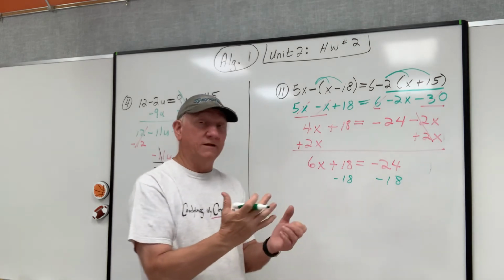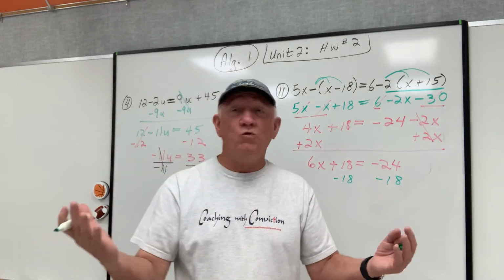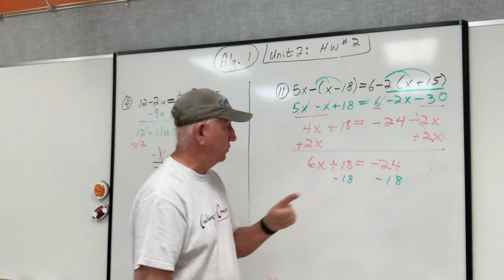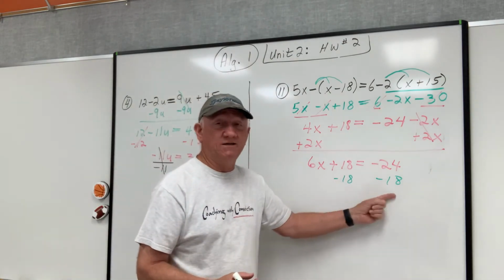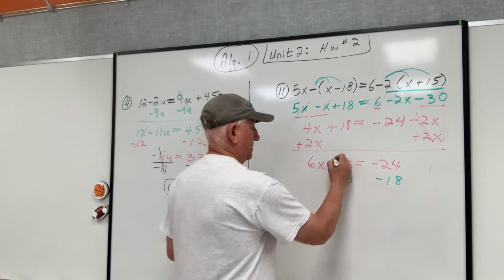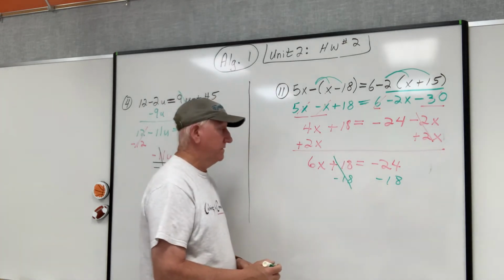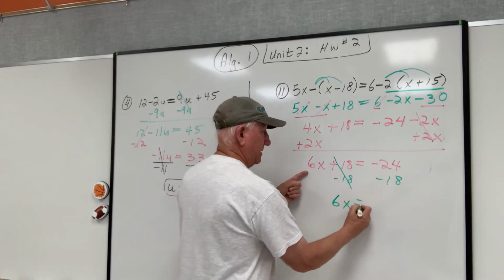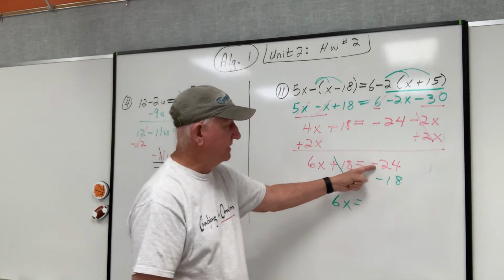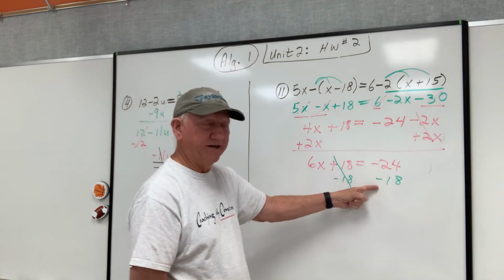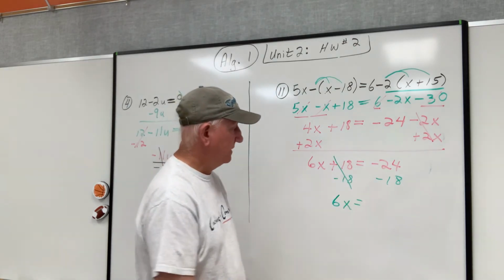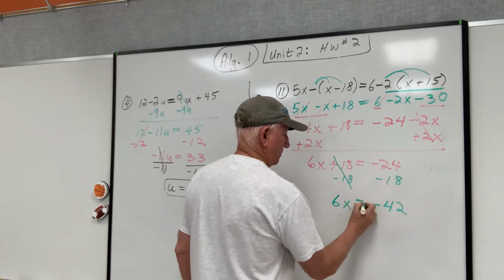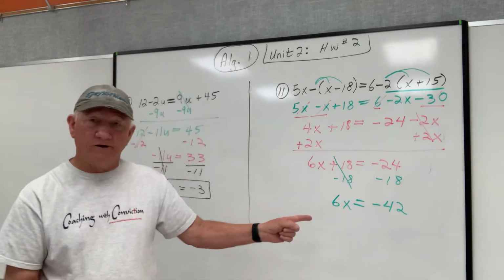Whatever you do to an equation, you can do anything you want to, but you have to do it to both sides of the equal sign. So in this case, we're subtracting 18 from both sides of the equal sign. So we take care of that. That zeroes out and leaves us 6x equals, and over here, a negative 24, and the negative 18 gives us a negative 42. We're almost there.